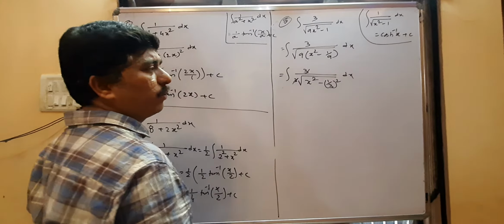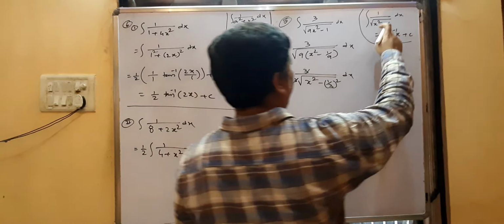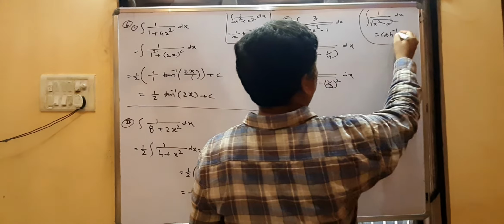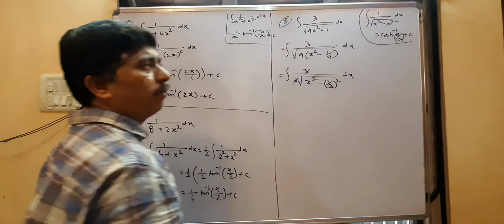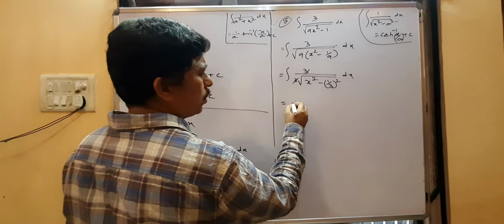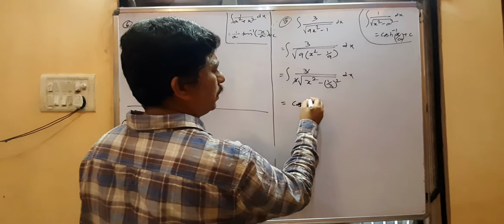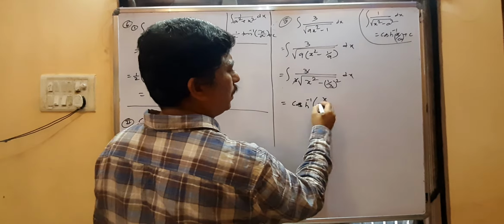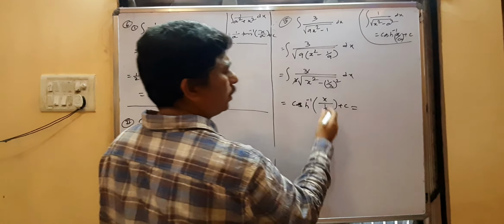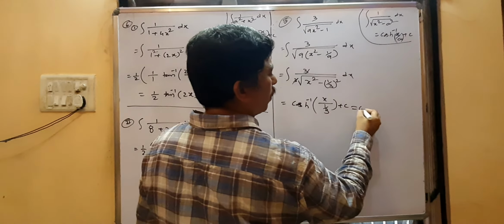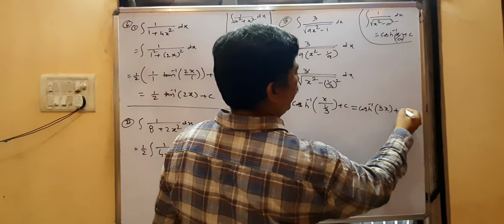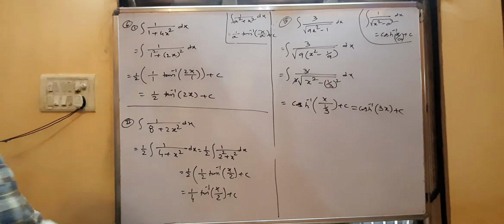What is the formula for x square minus a square? If you take x square minus a square, then cos h inverse of x by a is the formula for 1 by root of x square minus a square. So cos h inverse of x, where a is 1 by 3, plus c. The 3 goes to the numerator, so that becomes cos h inverse of 3x by 1, which is 3x, plus c. Copy it.